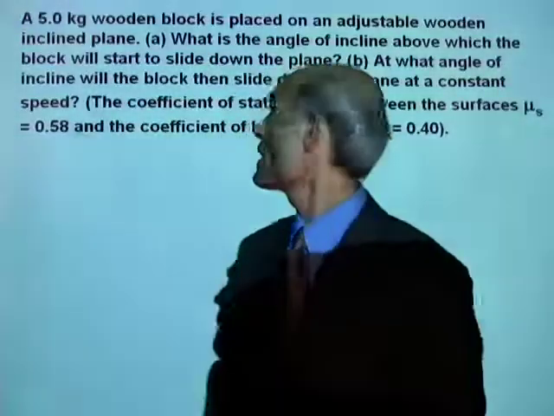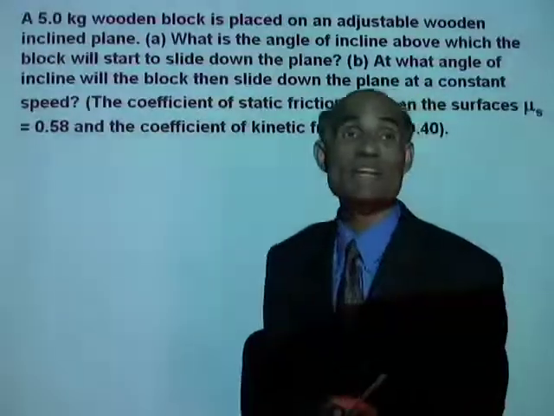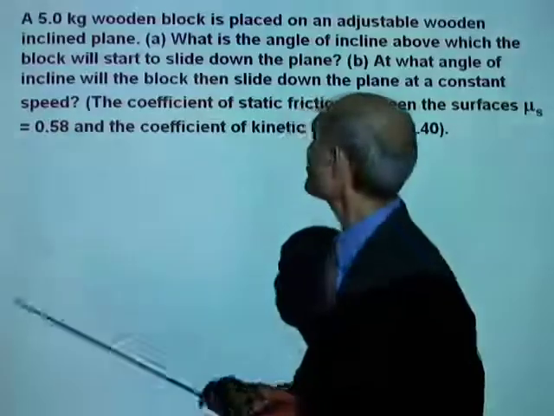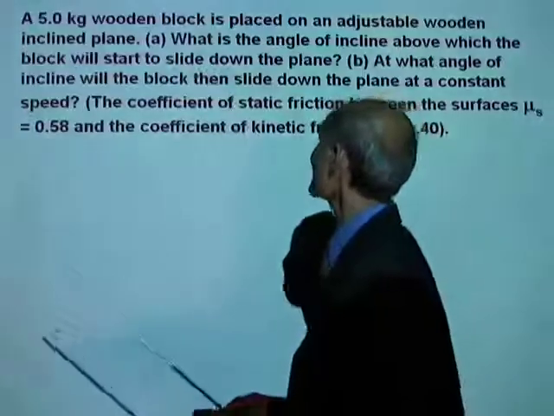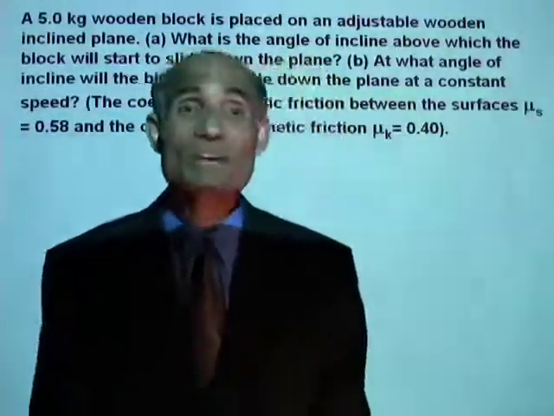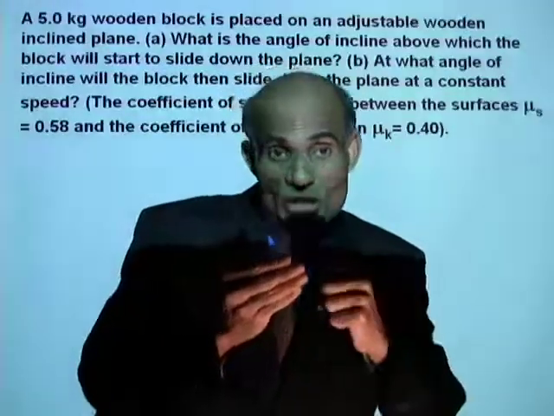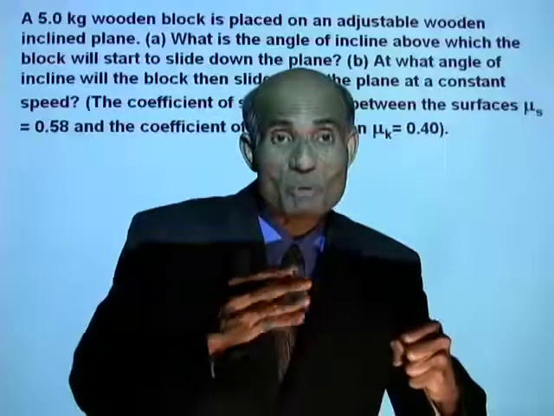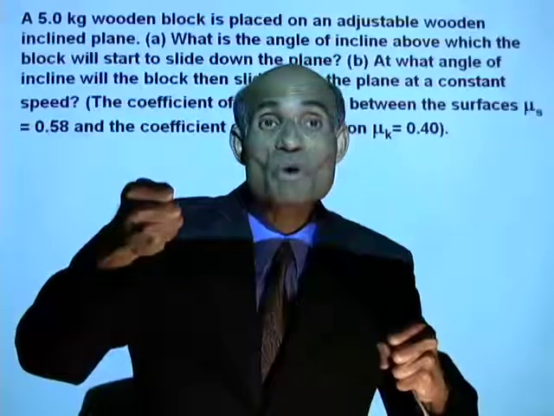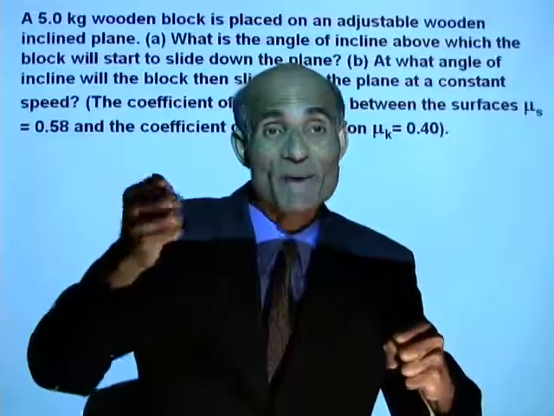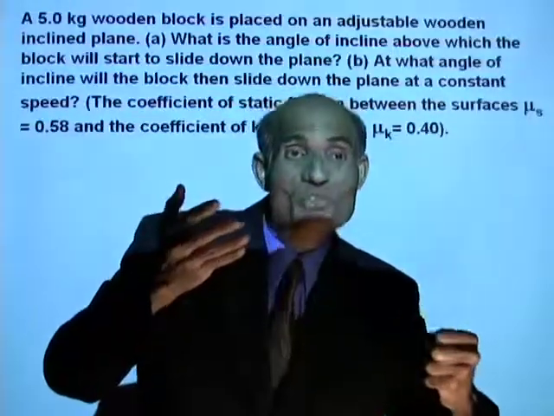A 5 kilogram wooden block is placed on an adjustable wooden inclined plane. What is the angle of inclination above which the block will start to slide down the plane? You remember in the previous lecture I told you, at a particular angle, the mg sine theta down the plane will be exactly balancing the frictional force mu mg cos theta. Now, if the angle is greater than that, then it will begin to slide down.